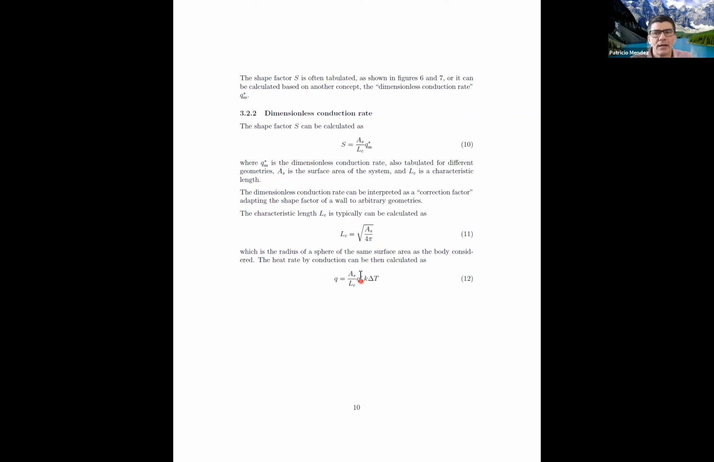Then how do we calculate heat transfer by conduction? Well, heat transfer by conduction Q would be surface area over characteristic length times this dimensionless conduction rate times k times delta T. The dimensionless conduction rate is typically used for shapes that are finite, for example Mickey Mouse, and not for a pipe or for an infinite wall.